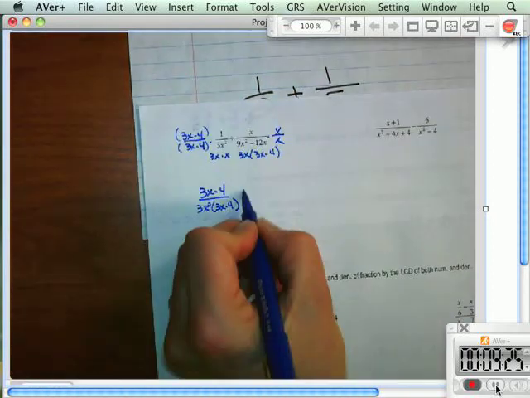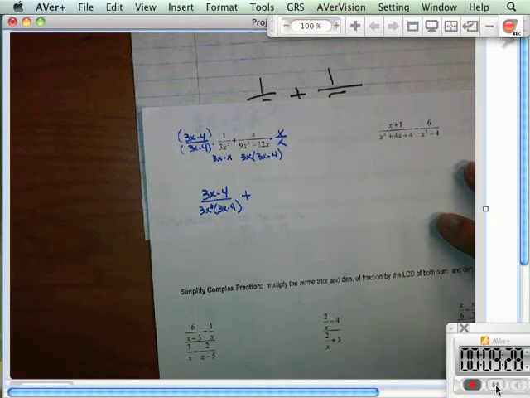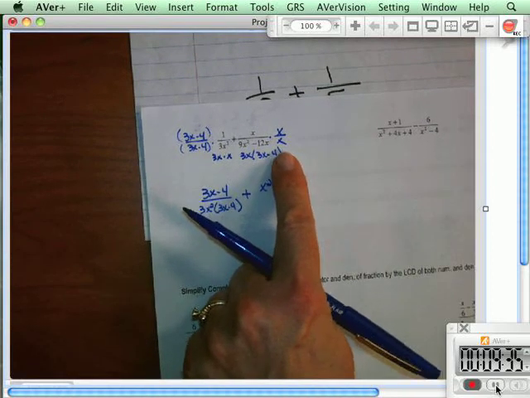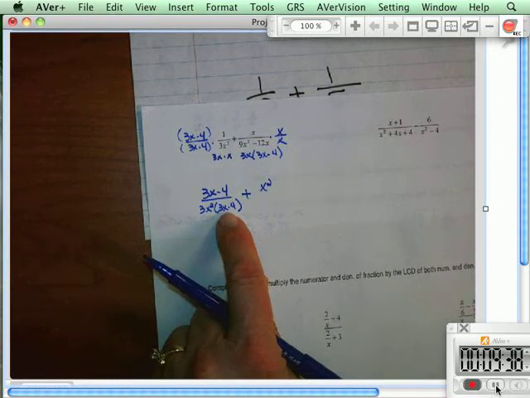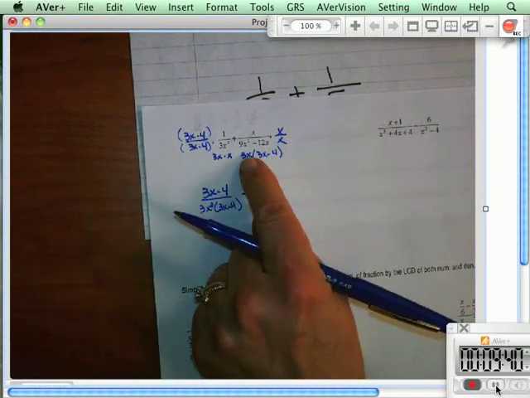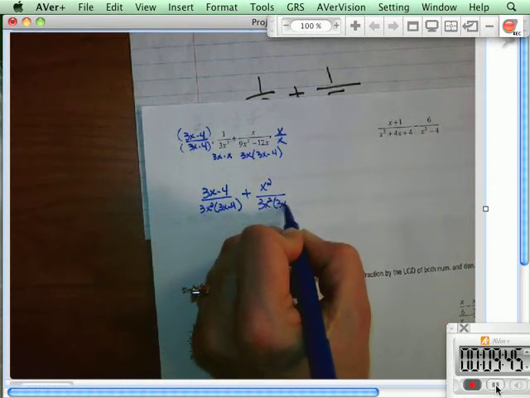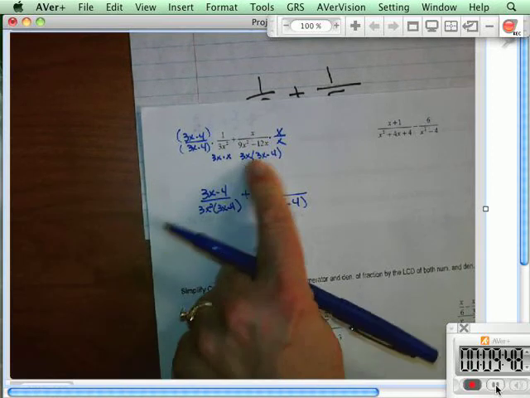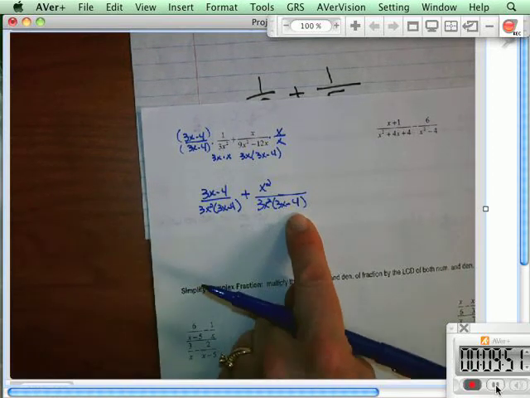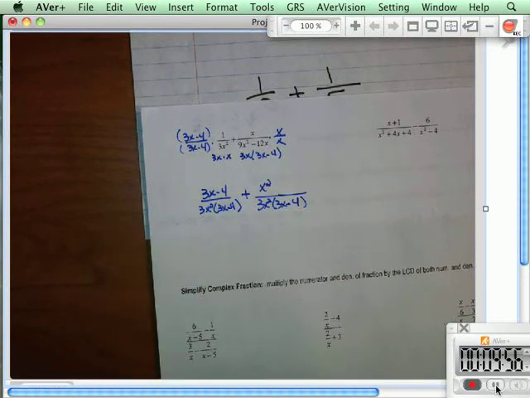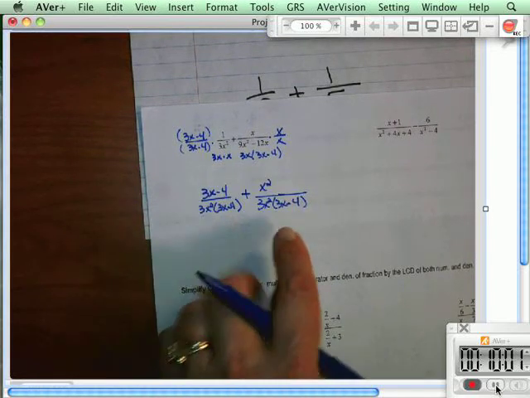Plus, you can make your life a little easier. When you get to this denominator here, you ultimately want to have the same thing here, 3x minus 4. So I'm going to multiply x by what's down here, and it just becomes 3x squared, 3x minus 4. X times that is 3x squared. That x times that part of the denominator. And then I have the same thing, because it gets me to my common denominator.